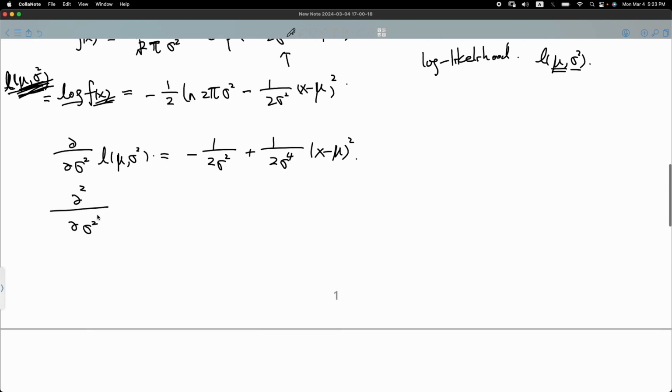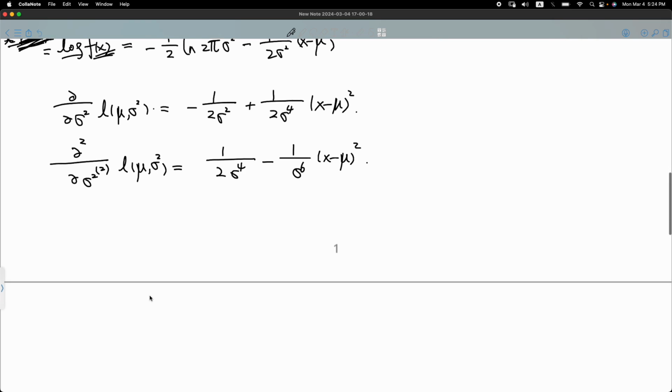So it's just based on your preference of the notation. Yeah. How do you want to express the second order derivative? And this should give you 1 over 2 multiplied by sigma raised to the power of 4 minus 1 over sigma raised to the power of 6, and then x minus mu square. Okay, so that is just the second order derivative.